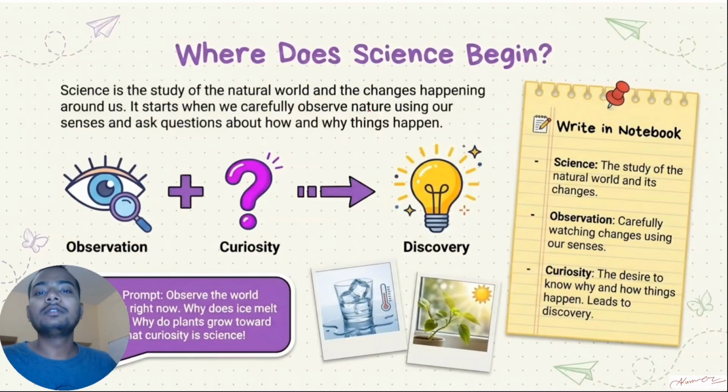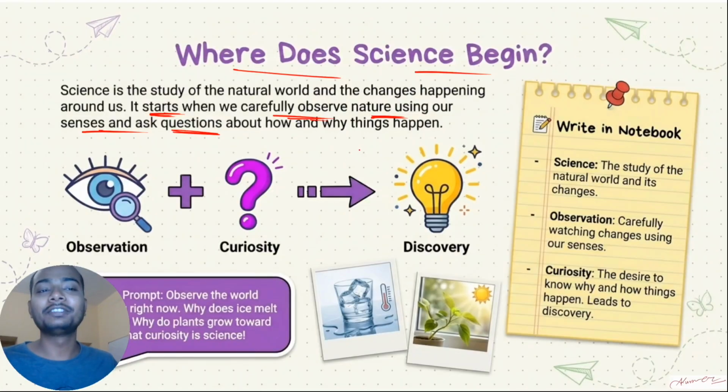Okay, now this is a very interesting question. I found this question very interesting: where does science begin? If you try to understand, you will find that whenever this universe might have started, science started at that time, right? But there's a very good line I saw in your NCERT textbook. It says that it starts when we carefully observe nature, using our senses, and ask questions.